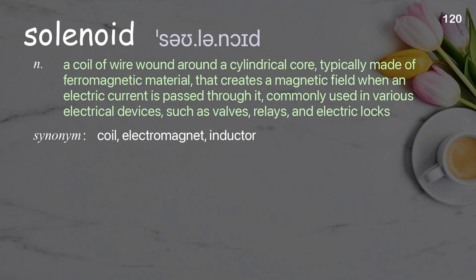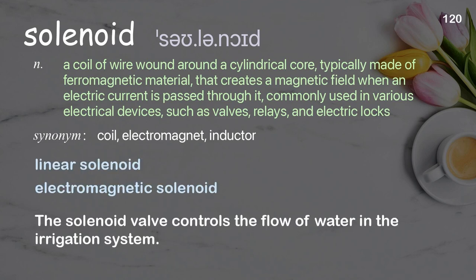Solenoid. A coil of wire wound around a cylindrical core, typically made of ferromagnetic material, that creates a magnetic field when an electric current is passed through it, commonly used in various electrical devices, such as valves, relays, and electric locks. Examples. Linear solenoid. Electromagnetic solenoid. The solenoid valve controls the flow of water in the irrigation system.